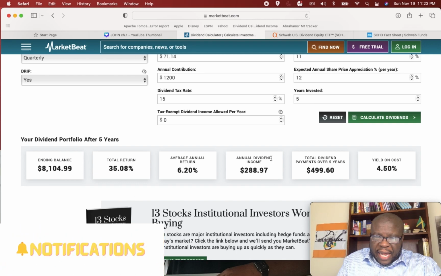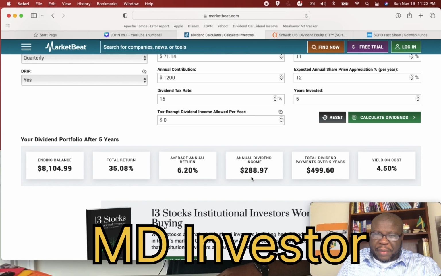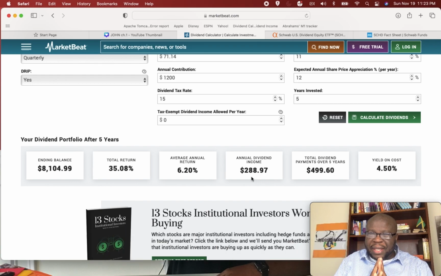Our annual dividend income would be about $280. Nothing to write home about. I agree. Annual dividend income, $288. The total dividend payment over 5 years would be about $500. Not great. Yield on cost, 4.5%.